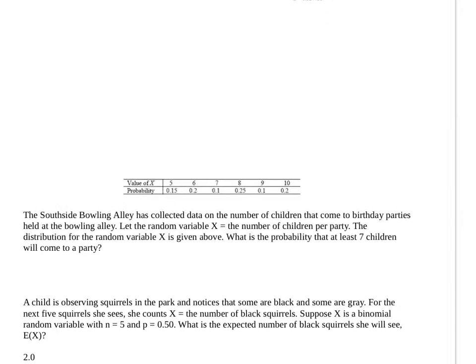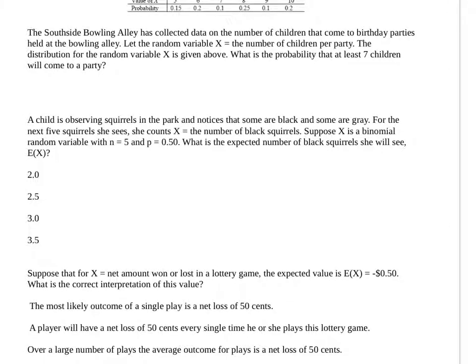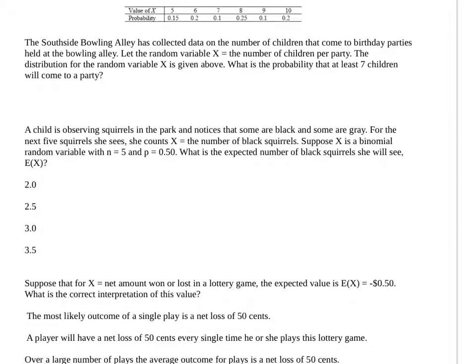Alright, next one. The Southside Bowling Alley has collected data on the number of children that come to birthday parties held at the bowling alley. Let the random variable x equal the number of children per party. The distribution for the random variable x is given above. What is the probability that at least 7 children will come to a party? At least 7 children. Right.